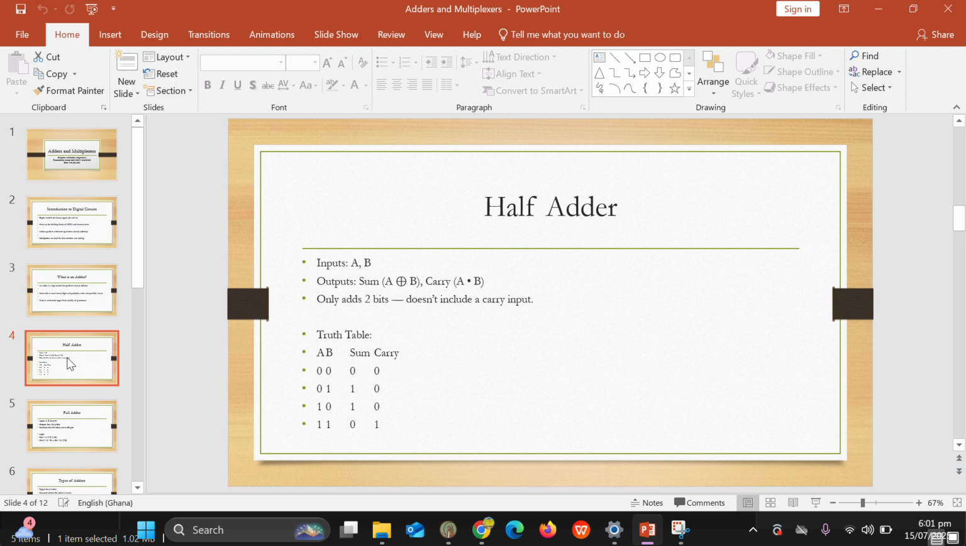When both inputs are 1, the sum becomes 0 and the carry becomes 1. But note that it cannot accept a carry from a previous addition, which makes it limited in real operations.